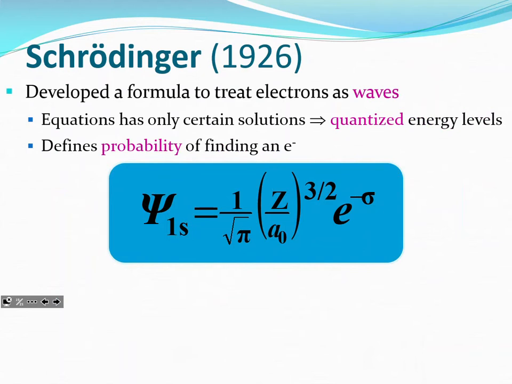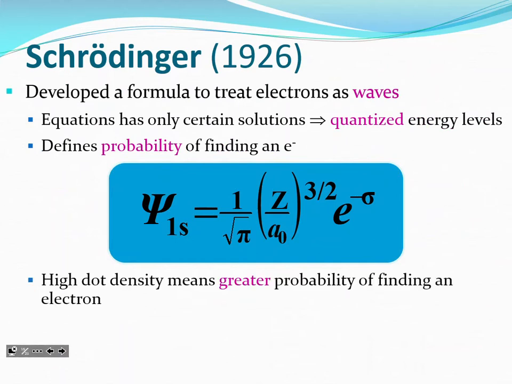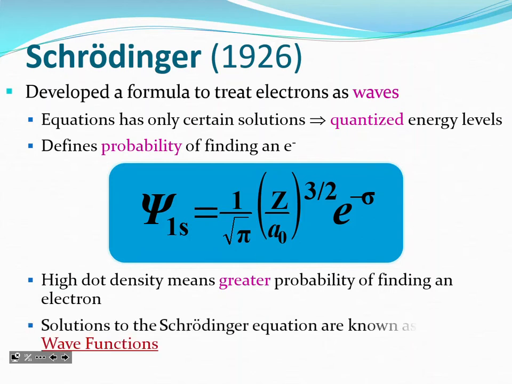And Schrödinger developed a formula to treat electrons as waves. The equation had only certain solutions, these quantized energy levels. Yes, this is part of the equation here, but we're not expecting you to calculate anything with it. But it does define probability, and if you notice anything, as math gets higher up, you don't have as many numbers. You have lots more symbols and stuff in there. Okay?